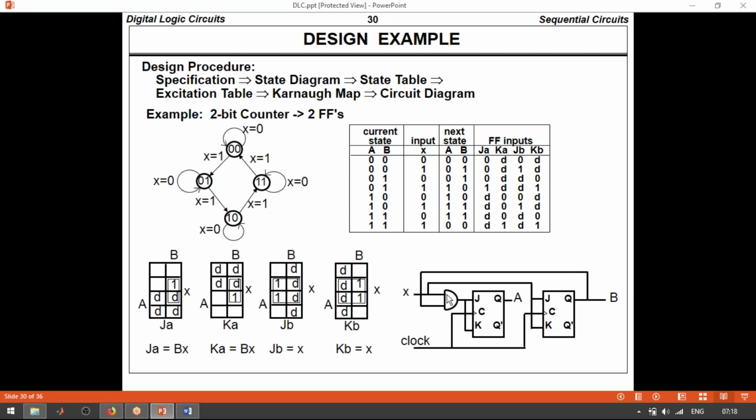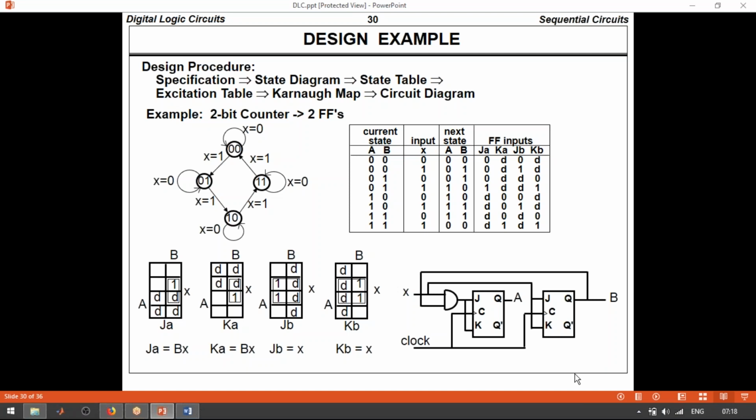So B into X, and the input is X. So you have to add together these two inputs, then give it to the input of JA. J and K are also the same, so you're just interconnecting both the inputs. So JA and KA are equal to B into X, and JB equals X. You just connect the input directly to X, and KB is also X. So you are interconnecting both the values. The output Q is equal to A and Q is equal to B here.